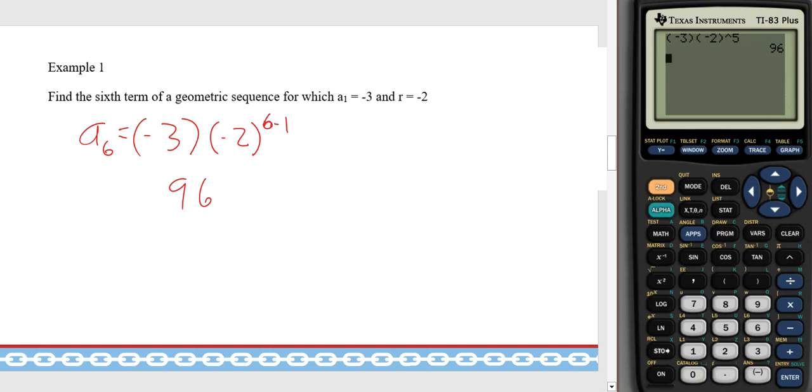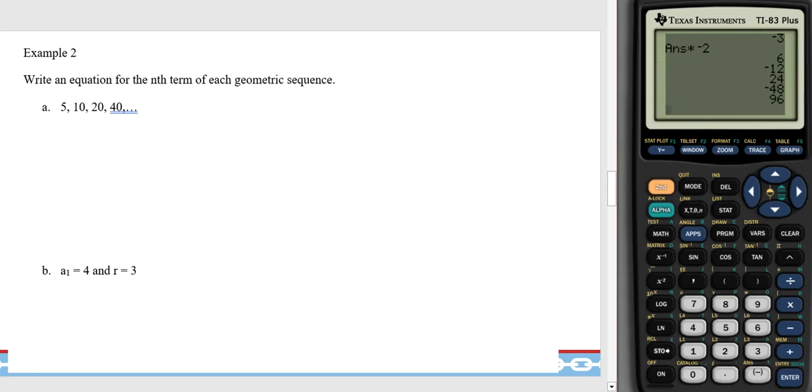I can kind of check that on my calculator. If you space out and you don't have the formula in front of you, you could go -3, enter, and then times -2. So this would be my second term, third term, fourth term, fifth term, sixth term.